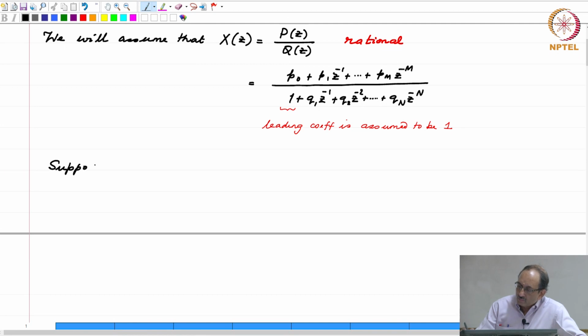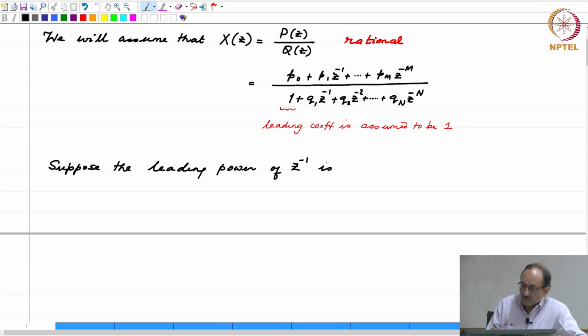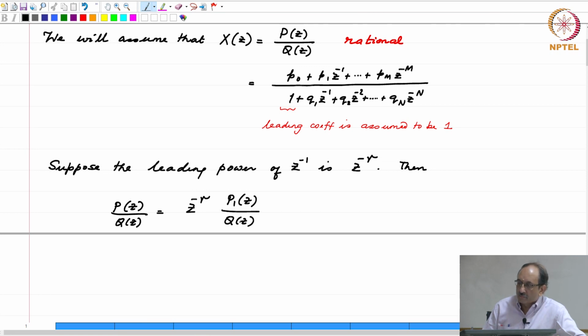Suppose the leading power of z inverse is z to the minus R. If this were the case, then you can always factor out z to the minus R. Therefore, P of z by Q of z can be written as z to the minus R times P1 of z by Q of z.